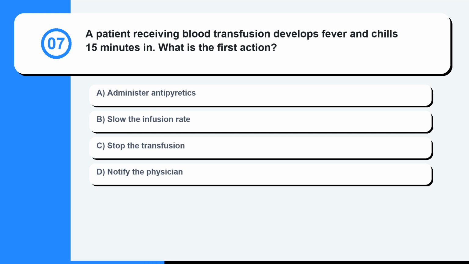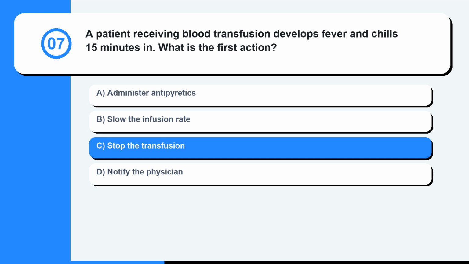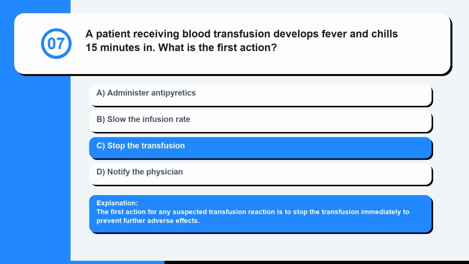Question 7. A patient receiving a blood transfusion develops fever and chills 15 minutes in. What is the first action? A. Administer antipyretics. B. Slow the infusion rate. C. Stop the transfusion. Or D. Notify the physician. The correct answer is C. Stop the transfusion. The first action for any suspected transfusion reaction is to stop the transfusion immediately to prevent further adverse effects.